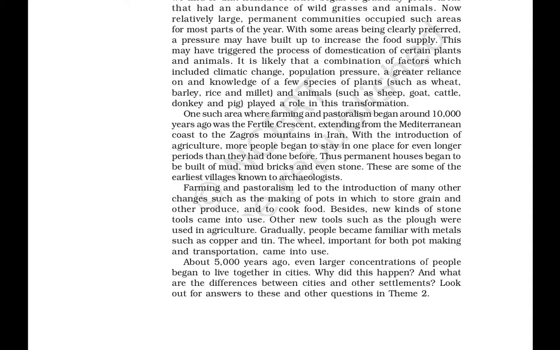Farming and pastoralism led to the introduction of many other changes, such as the making of pots in which to store grain and other produce and to cook food. Besides, new kinds of stone tools came into use. Other new tools, such as the plow, were used in agriculture. Gradually, people became familiar with metals such as copper and tin. The wheel, important for both pot making and transportation, came into use.